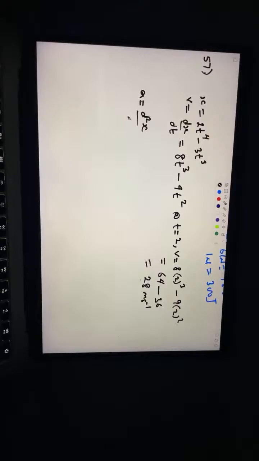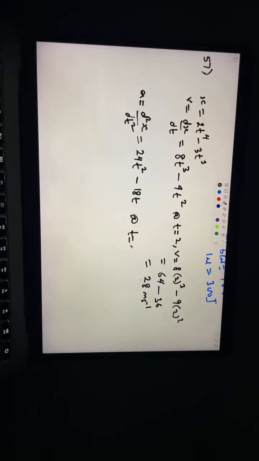Acceleration is the double differentiation, the second derivative of that. So that means that we differentiate this again. 3 times 8 is 24. Then t raised to power 2, because you do 3 minus 1. Then minus 2 times 9 is 18. Then you subtract 1 from this place.